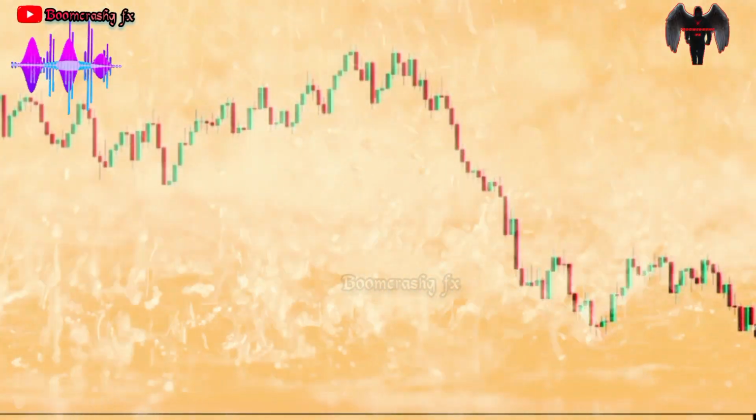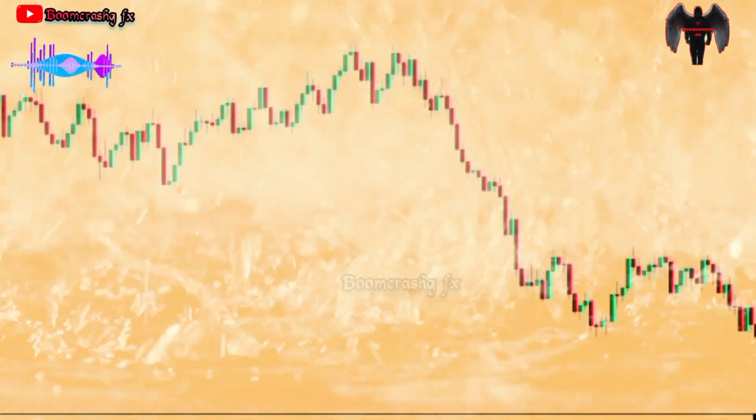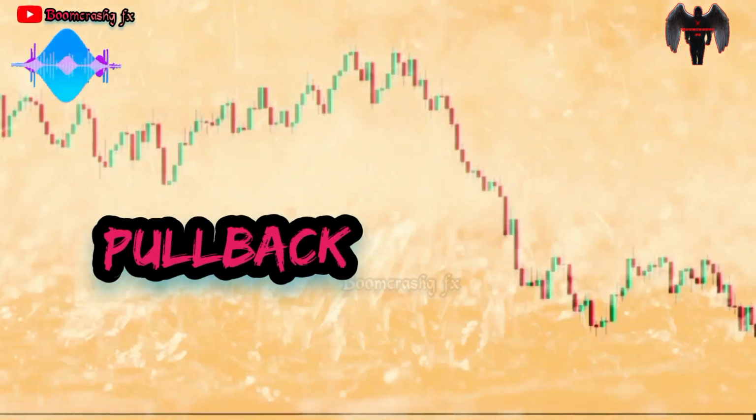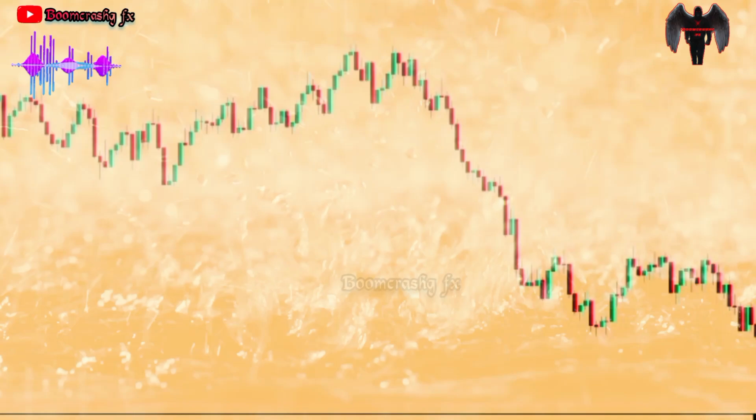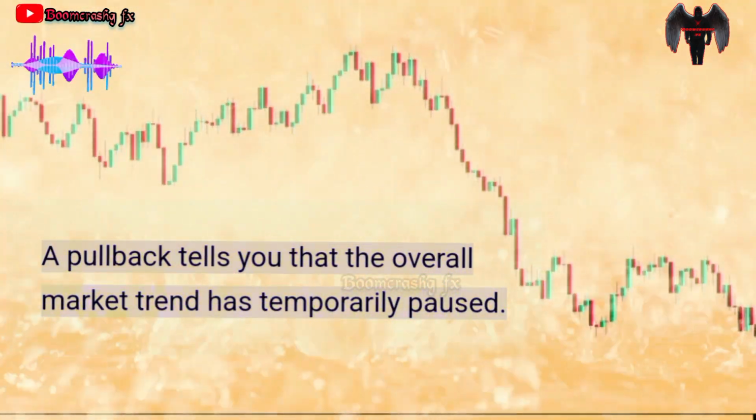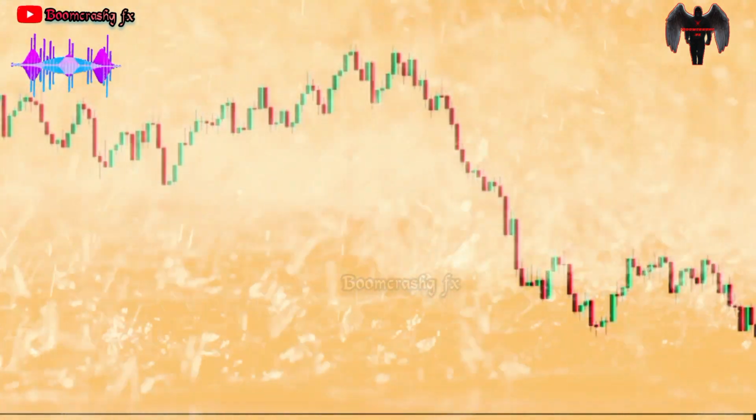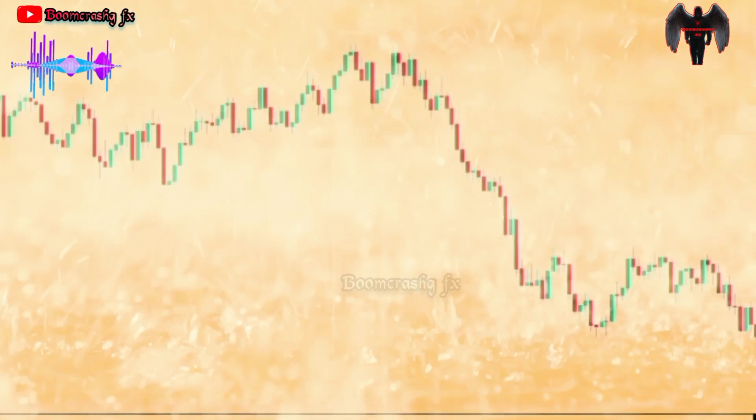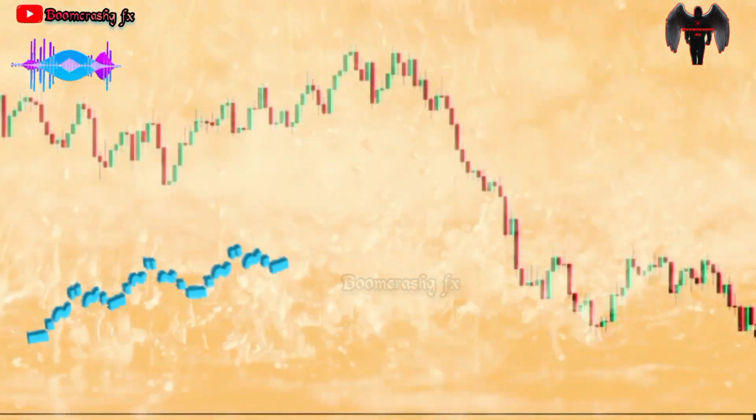The second entry pattern we are going to be looking into is called the pullback entry pattern. And when we talk about pullback, what do we mean by pullback? As we all know, the price in the market moves in a concurrent way, alternating between falling and rising, between bearish and bullish, and between selling and buying, which goes to say that the price in the market moves in a wavy form, which we call the price waves.